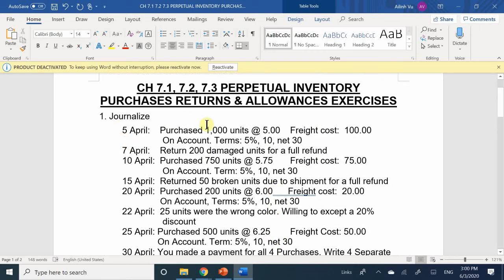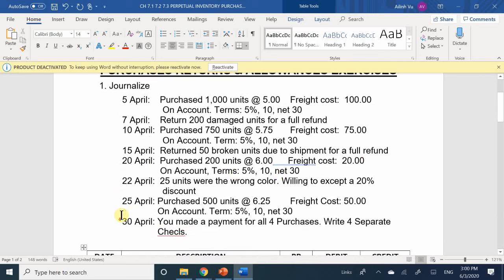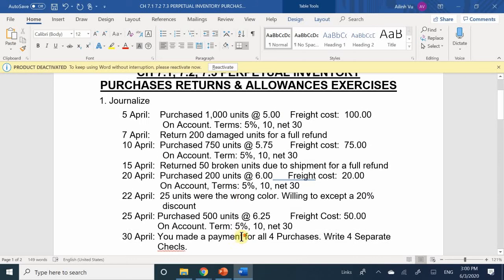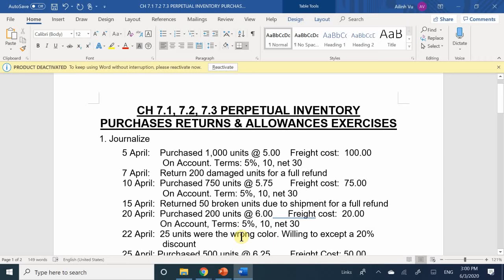All right. So what happened next? What happened on the 7th of April? We returned 200 for damage, for a full refund. And did we get the full refund? Yes. Okay, so on April 7th, we returned 200 items for a full refund.